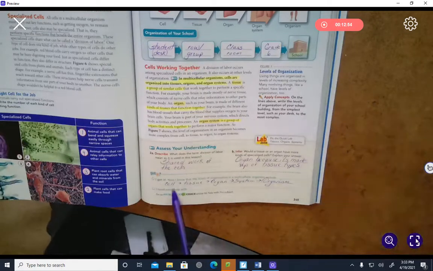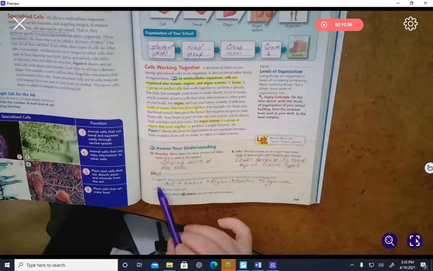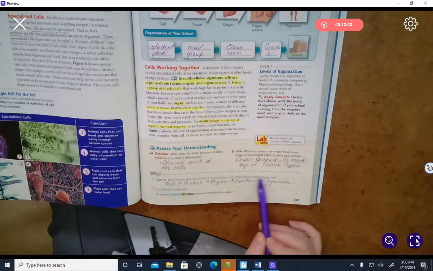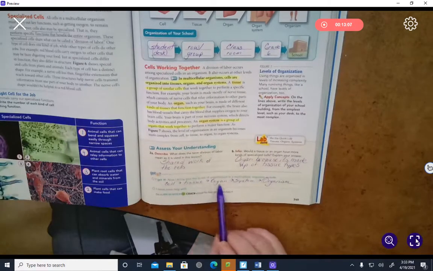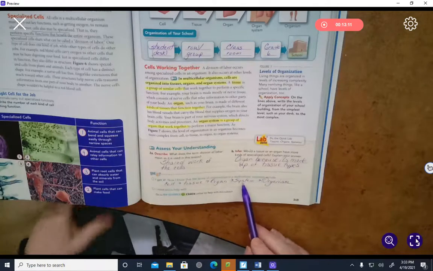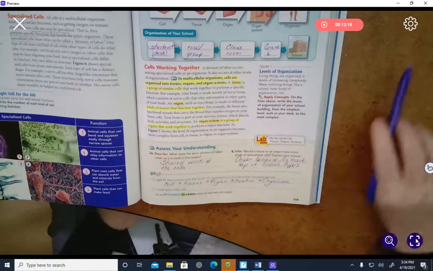And then I just wrote the order as it exists up there at the top, that the level of organization in a multicellular organism would be cell forming tissue, tissue forming an organ, organ going into a system, and then systems like your excretory, your respiratory, your circulatory, your muscular, all getting together and making you.